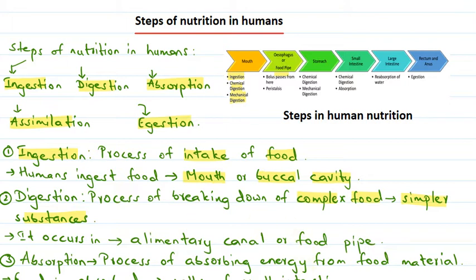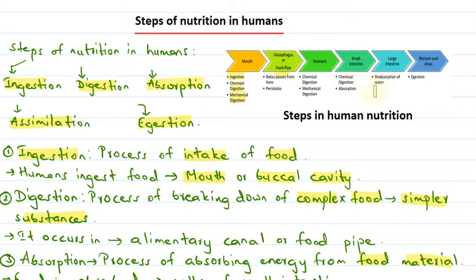The next step is absorption. Absorption is the process of absorbing energy from the food material. How is this energy absorbed? The energy is absorbed through villi. Villi are present on the walls of the small intestine. They are finger-like tiny structures. They increase the surface area for absorption of food.